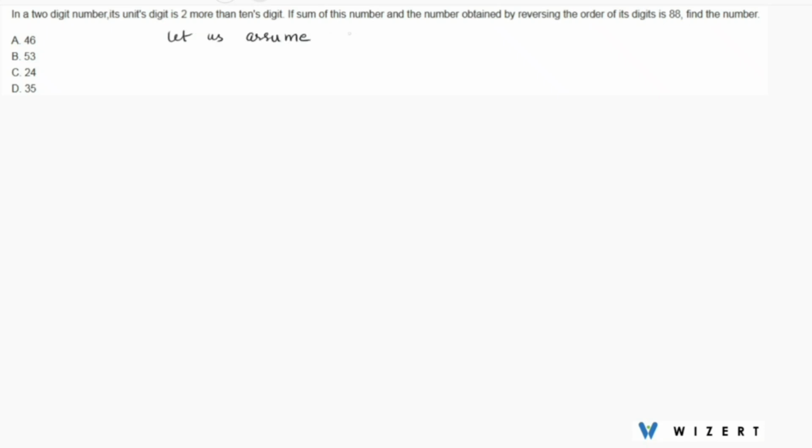assume unit digit is x, and since its unit digit is 2 more than its tens digit, therefore tens place digit is equal to x minus 2 according to the question.